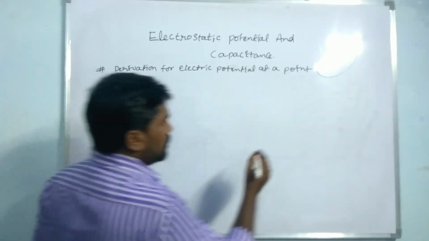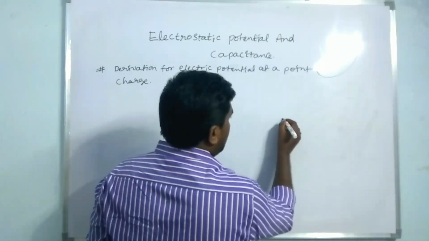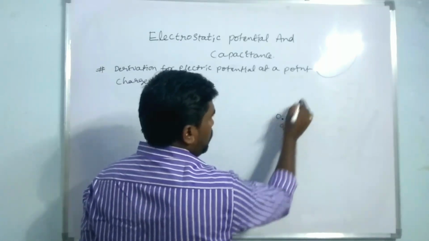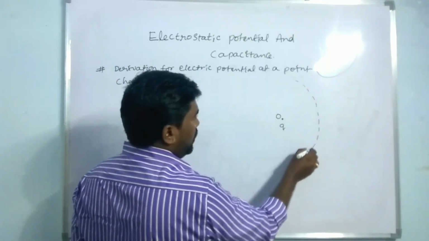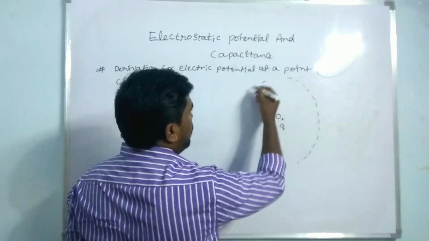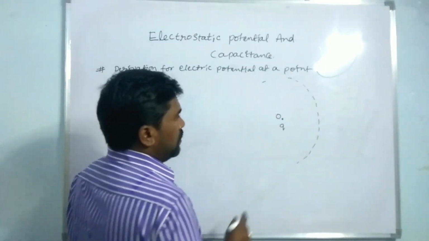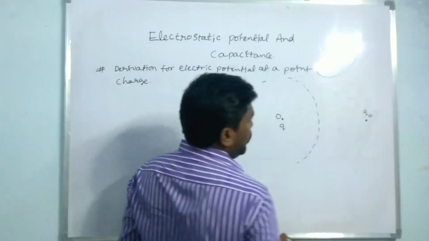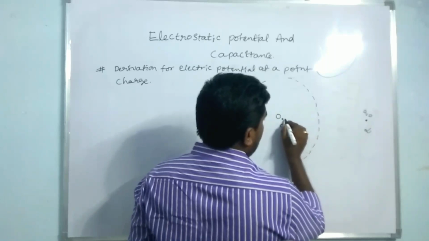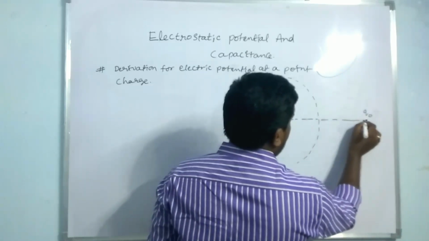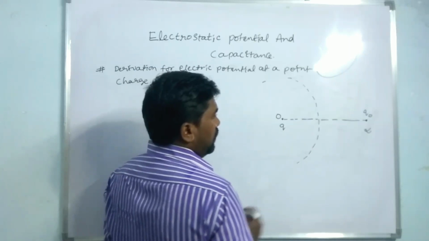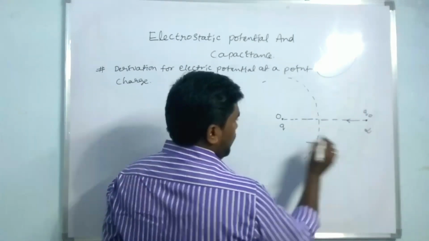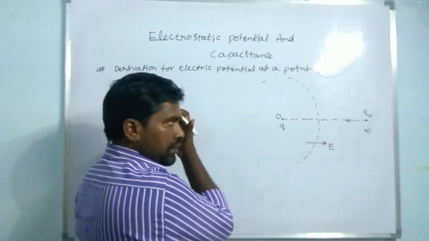Here we have to assume a point charge Q at point O, with the electric field acting around the point charge. Now we need to bring the charge Q naught from infinite distance. So this is the infinite distance, and we have to move in this direction. This is the direction of the intensity of the electric field, which you have to remember here.